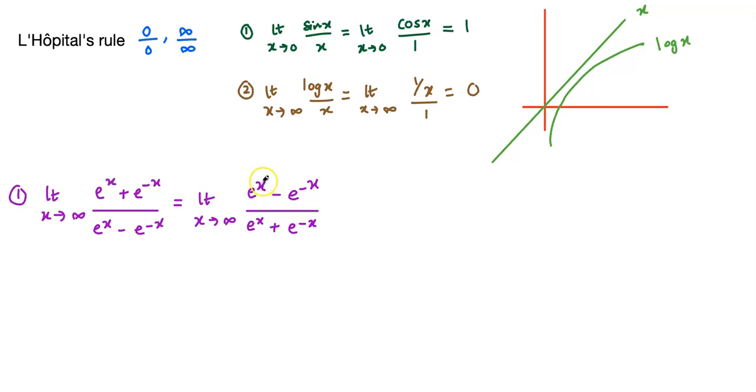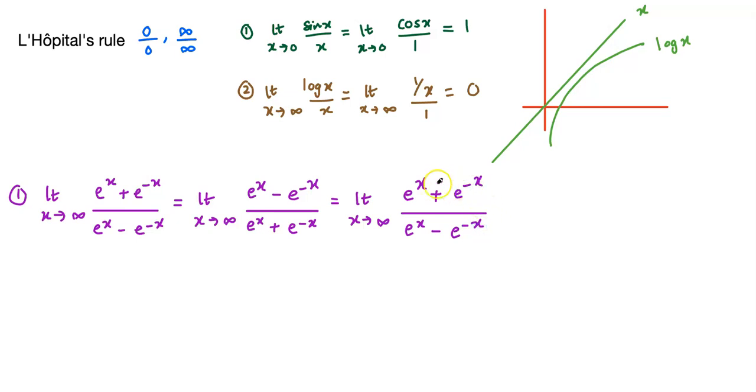So what is this going to be? E power infinity is infinity once again, e power minus infinity is 0. So this thing is again of the form infinity over infinity. So that means L'Hopital's rule is still valid. So let's try this one more time. So limit x tends to infinity, and we differentiate the numerator, so that's going to be e power x plus e power minus x, and we differentiate the denominator, so that's e power x minus e power minus x.